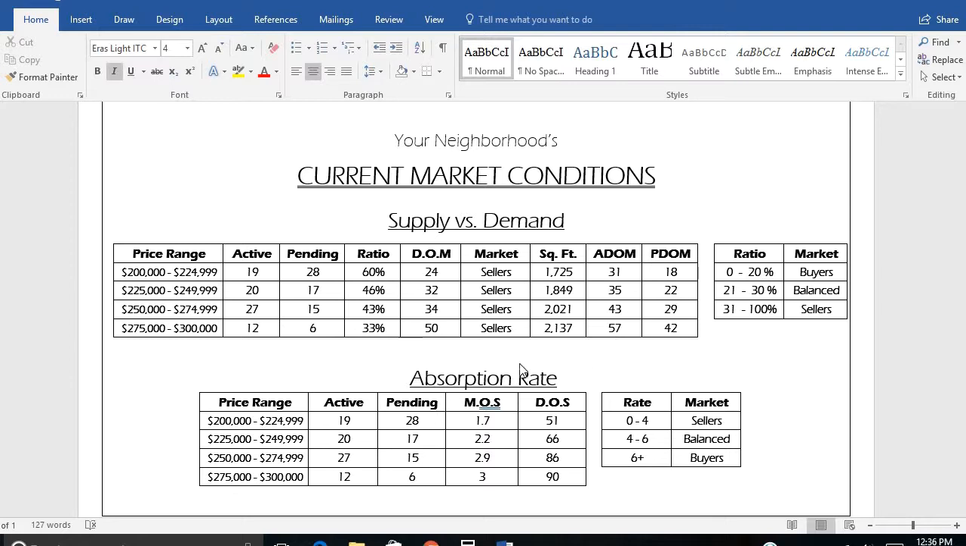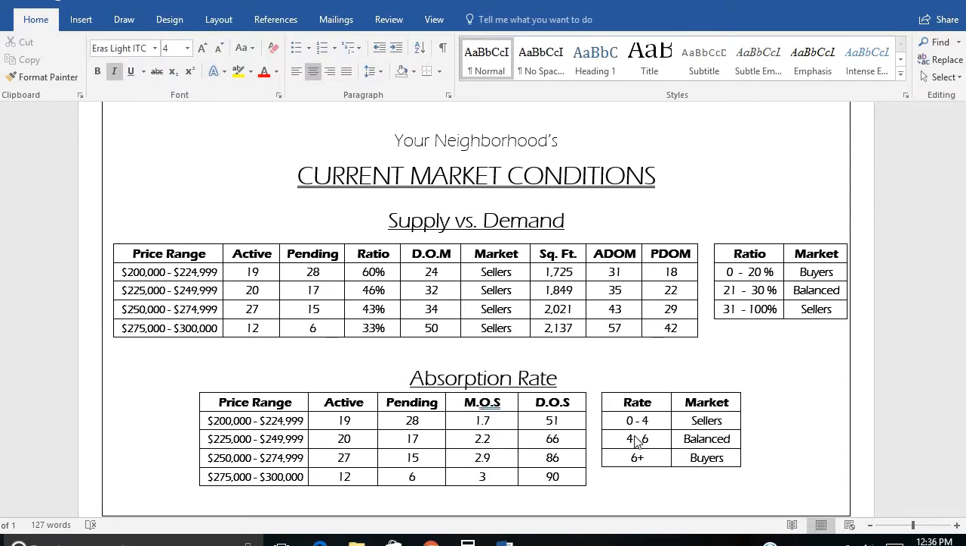The bottom portion here, absorption rate, this just tells us if no new inventory came onto the market, how long would it take the current demand to absorb all of the inventory. Okay. So we have the same numbers from up here for the price range, active and pending. We'll just copy and paste those down here, do another math equation, and that'll give us months of supply, which is this number here.